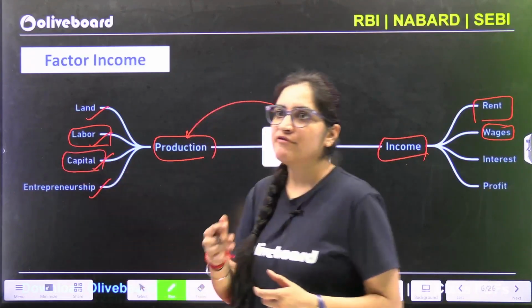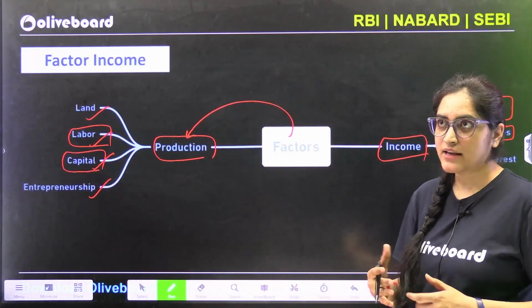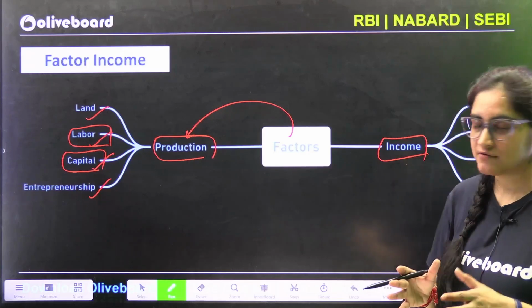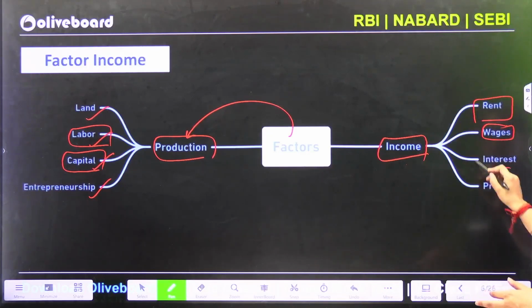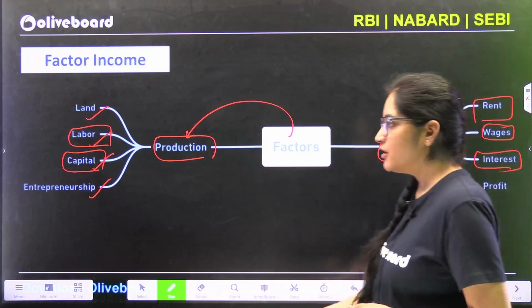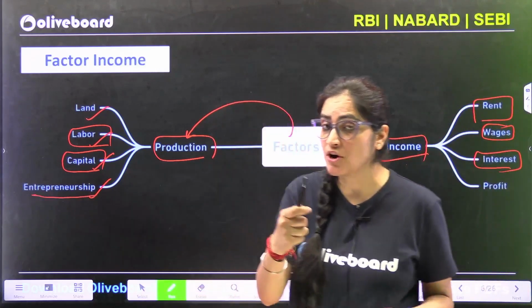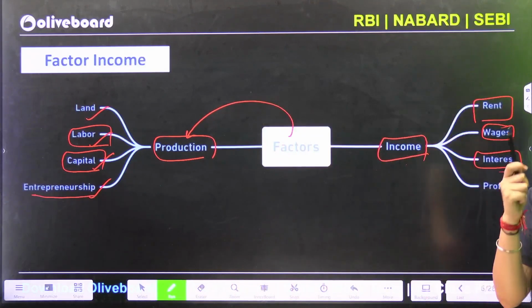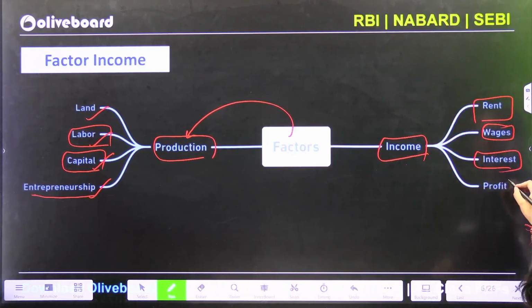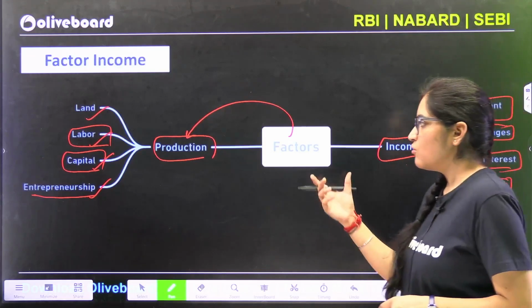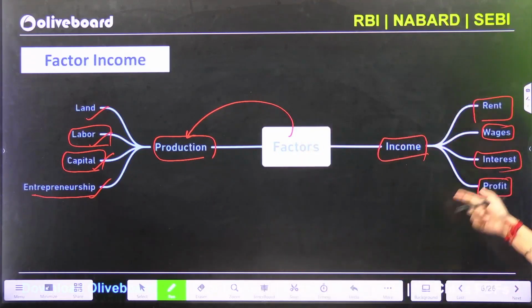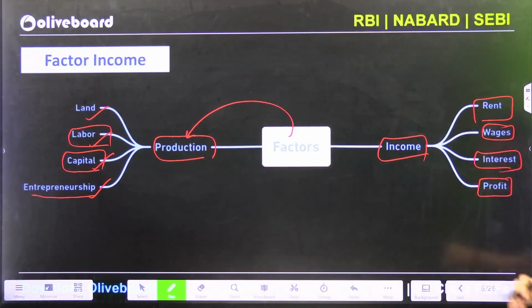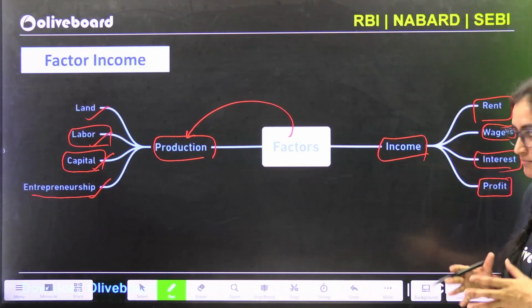The capital that you are investing in, that capital can be anything. The investment that you have, the capital that you are putting in, in return of that, you will earn interest. And for the 4th factor of production, that is entrepreneurship, where you are using your skill, you are taking risk, in return of that, you will get profit. So, for every factor of production that you are using, you generate a certain factor income. That's how you can see rent, wages, interest and profit. So this is your factor income.